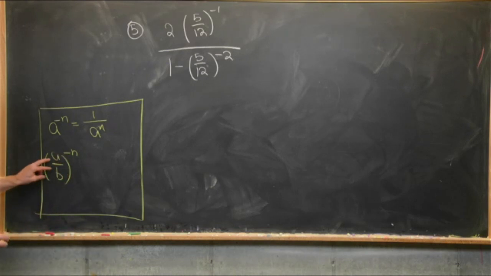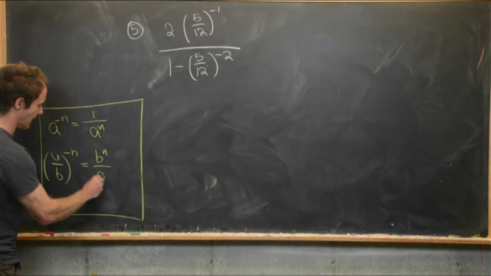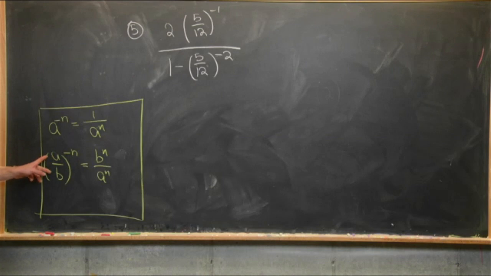So this minus sign is going to flip these, and then you'll get an nth power of each one. So here we'll have b to the n over a to the n. So see what happened here is the minus sign flipped a over b to b over a, and then the fact that the entire fraction was raised to the nth power put each of them to the nth power.